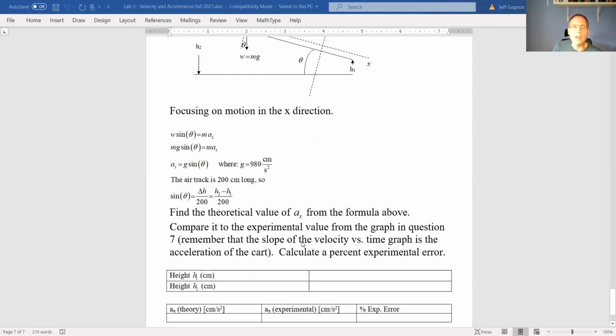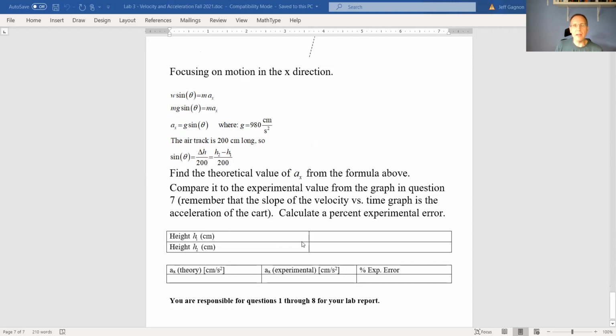So therefore, once you have these heights, to calculate a_x theory, your theoretical acceleration, it's going to be 980 times h2 minus h1 over 200, right? Because I'm multiplying g times sine theta, but sine theta is h2 minus h1 over 200. So that'll give you a_x theory. We already have a_x experimental. That comes from the slope of that fourth graph, the final velocity versus time graph.